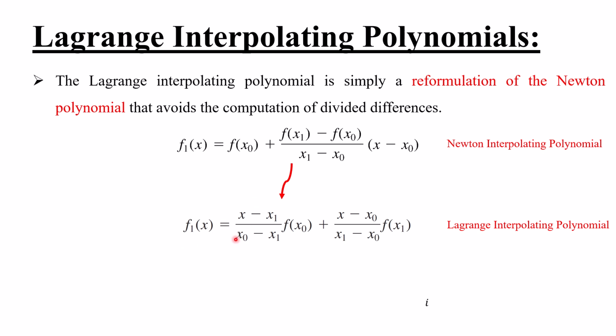Now this formula is very easy to remember. For example, x minus x naught, we have f of x naught. We have x1, so we have f of x1 times x minus x naught. So this is the main idea that we can use to calculate the difference, right? Now let me move to the next slide.